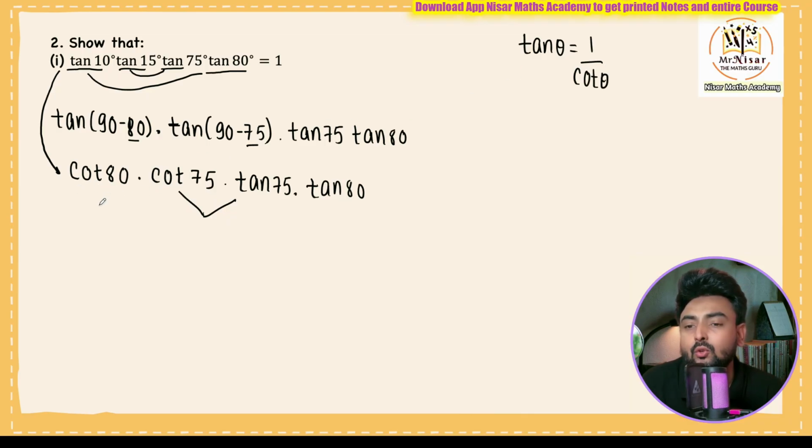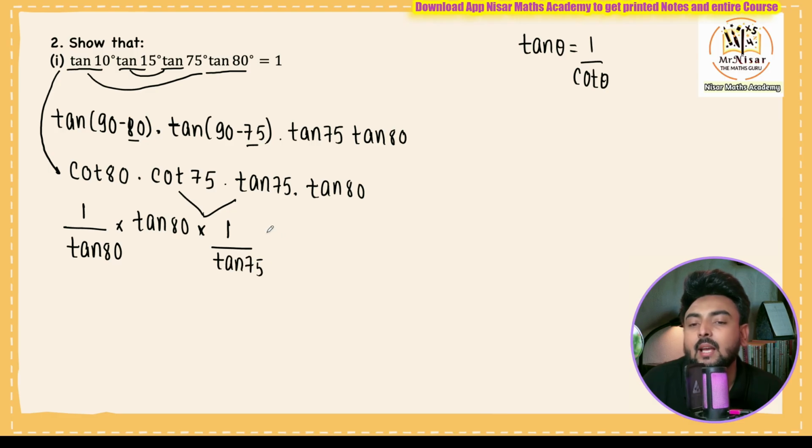So instead of this cot 80, I can write it as 1 by tan 80. And why am I writing it as 1 by tan 80? Because I can see this tan 80 is in the numerator here, so I can cancel tan 80 with tan 80. In the same way, now this is cot 75. Again, cot is the reciprocal of tan. So can I say that it is 1 by tan 75? Yes. And here we have tan 75.